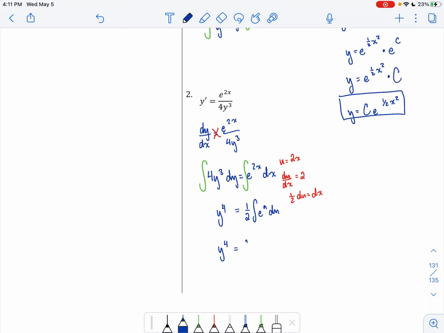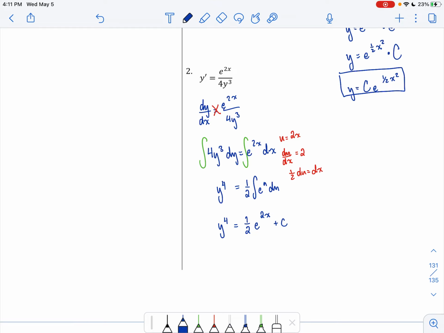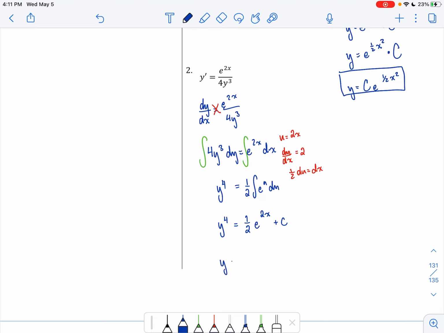Y to the fourth equals 1/2 e to the u. And if you remember, u is 2x, plus c. Now again, you want to solve for y, so we're going to take the fourth root of 1/2 e to the 2x plus c, and then you've got your plus and minus because it is to the fourth power, and so with an even power you need both the plus and minus.